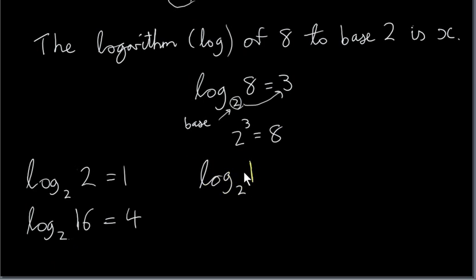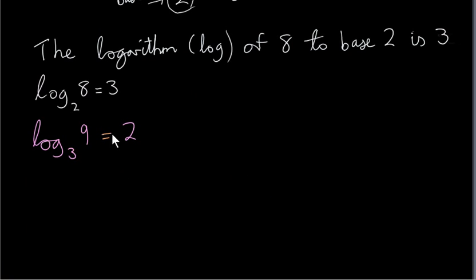What about log of 1 to the base 2? Well, the answer is 0, because any number raised to the power of 0 is 1. 2 to the power of 0 is 1, and indeed any number to the power of 0 is 1. Here is another example, this time involving base 3. The log of 9 to base 3 is 2, because 3 to the power of 2 equals 9. The log of 81 to base 3 is 4, because 3 to the power of 4 is 81.